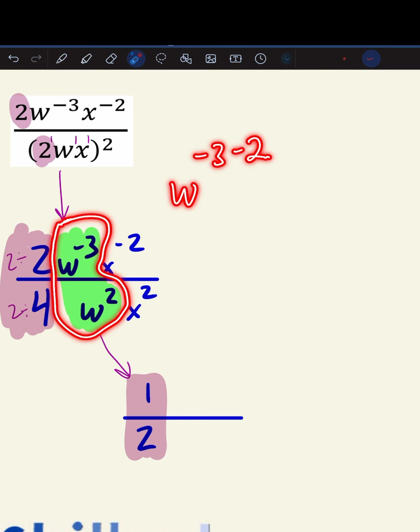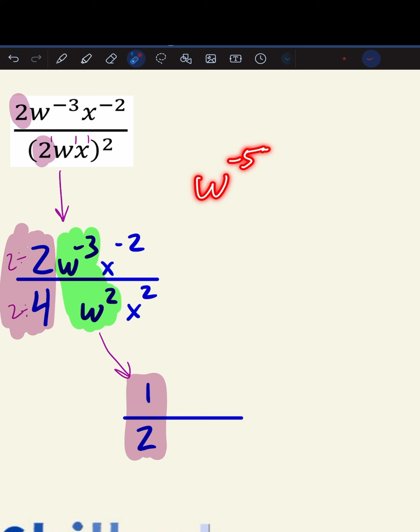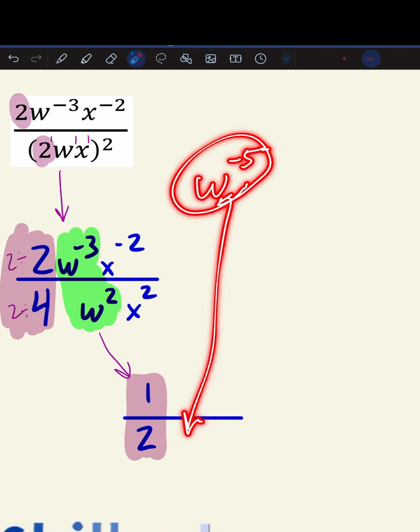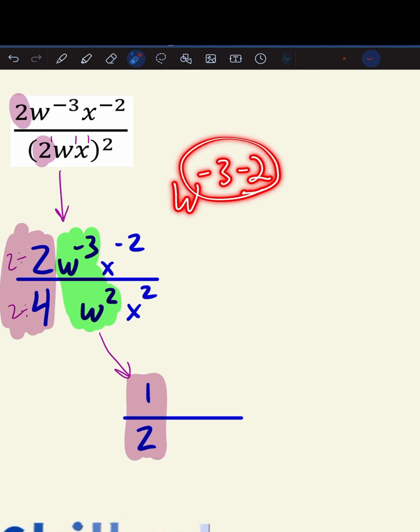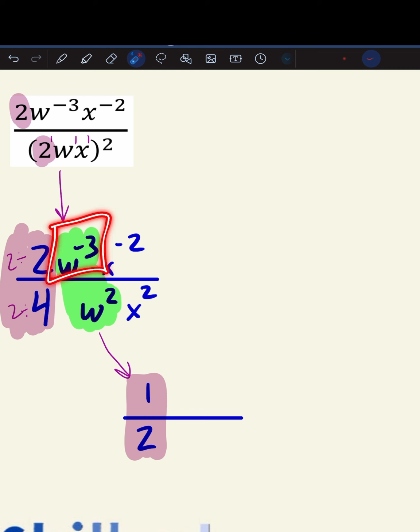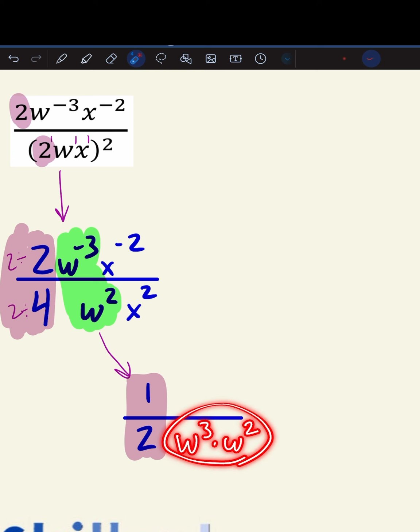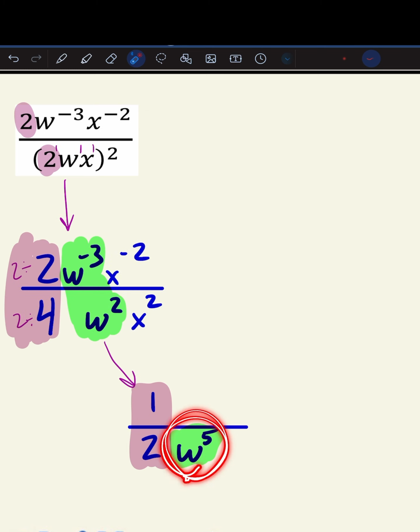Similarly for the w's, we could think of this like the quotient rule, where you would end up with -3 minus 2, which would give you w to the -5, and that -5 would mean the w would go on bottom. However, subtracting with negatives can sometimes be confusing, so I prefer to look at this like first moving the negative exponent down to the bottom, which would give us w to the 3 times w to the 2 on the bottom, which means we would add those exponents to end up with just w to the 5 on the bottom.